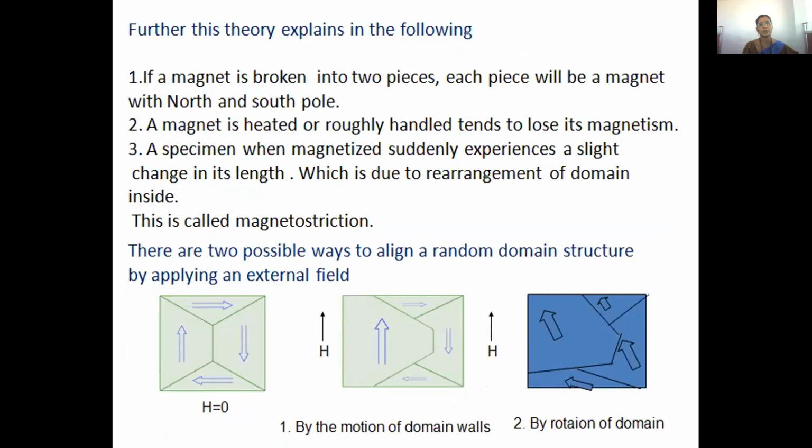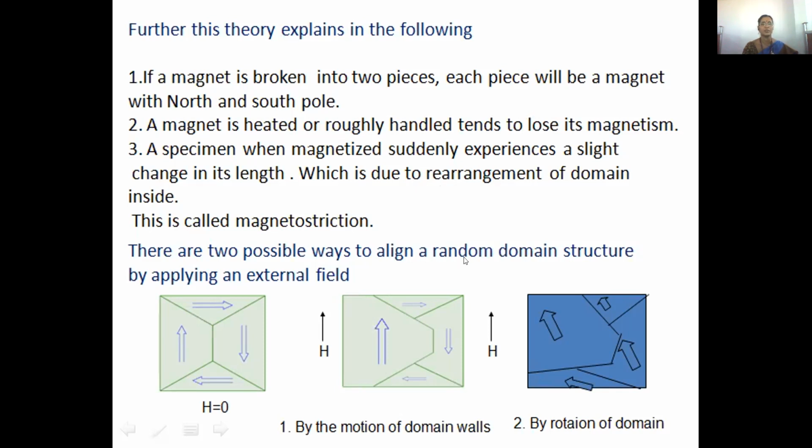Further, this theory explains the following. If a magnet is broken into two pieces, each piece will be a magnet with a north and south pole. A magnet that is heated or roughly handled tends to lose its magnetism. A specimen, when magnetized suddenly, experiences a slight change in its length, which is due to rearrangement of domains inside. This is called magnetostriction. That means when we are magnetizing a material, its length varies. We call it magnetostriction.